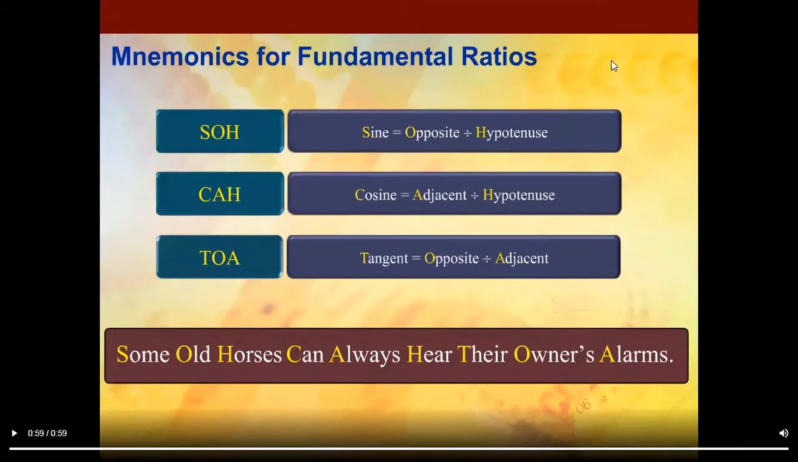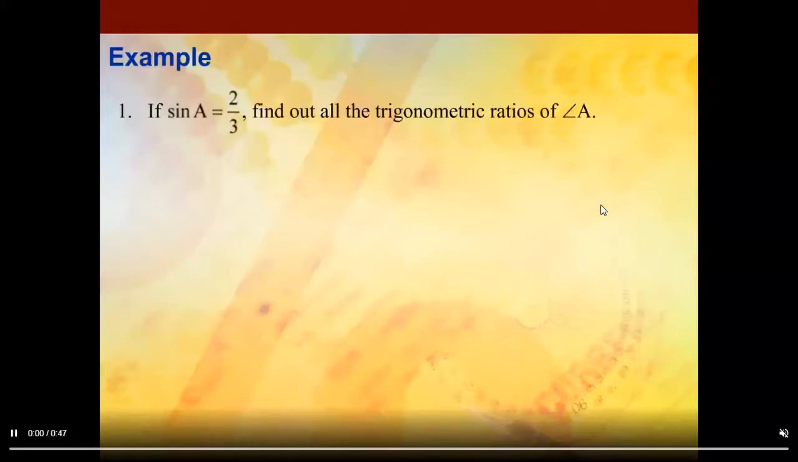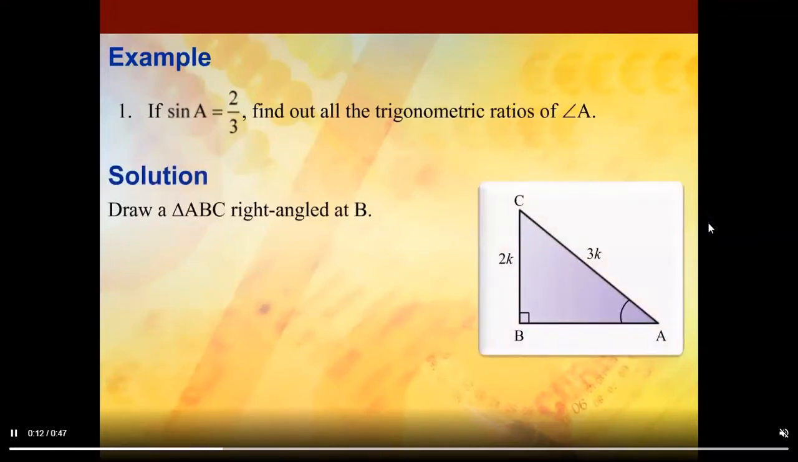Let us use these trigonometric ratios in solving a few problems. Let us see an example. If sine A is equal to 2 upon 3, find out all the trigonometric ratios of angle A. For this, children, we need to draw a right angle triangle. So draw a right angle triangle ABC, with the right angle at B.